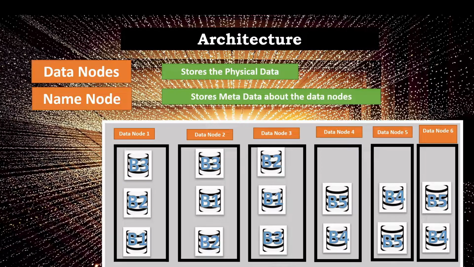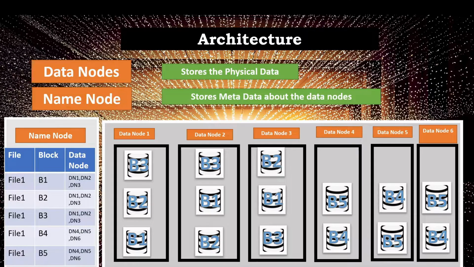The name node is the one which stores the metadata of these data nodes and blocks. That would be like file info, block info, and in which data node that block of that file was stored. So all these blocks here belong to only one file, which is file 1, let's say. So file 1's block 1 is available in data node 1, data node 2, and data node 3. That information we have here. Likewise, file 1's block 2 is available in data node 1, data node 2, and data node 3. We have it here, and so on up to block 5. We have the data nodes information available in name node.